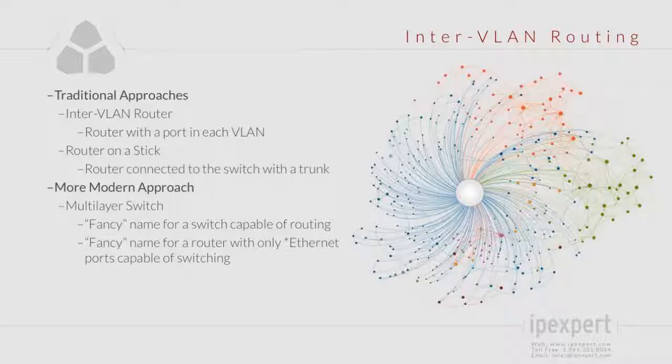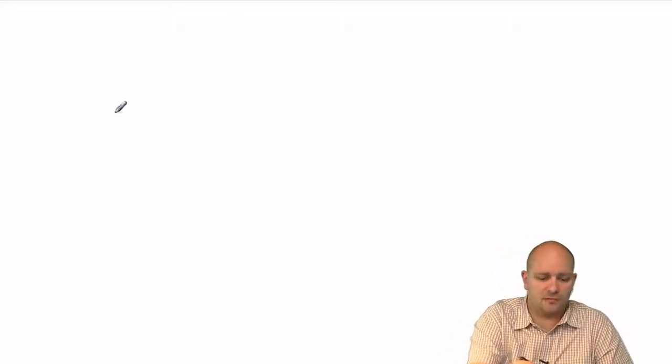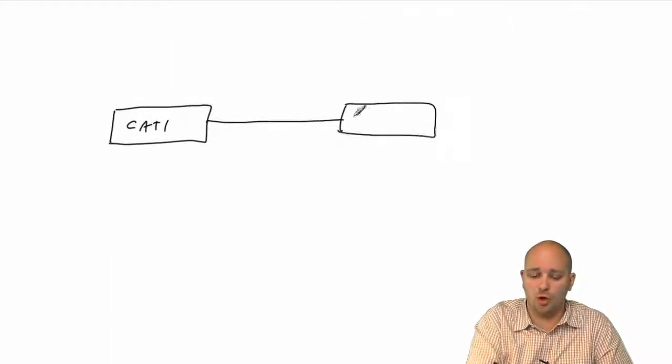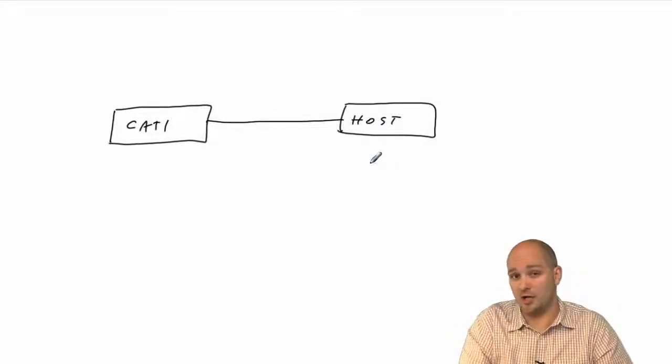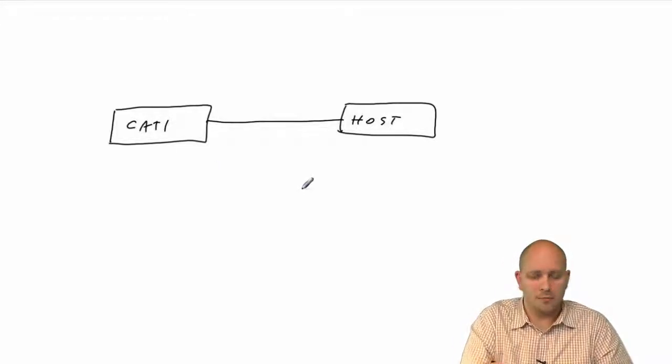Let's now see the configuration of layer 3 interfaces in action. What I'm going to do to show you that, I'm going to build a very, very simple network. It's going to consist of a single switch, which is going to be my Cat1, connected to a host, which is my Linux host that usually runs Wireshark in these videos that I'm making, but it will work as just a regular PC in my case.